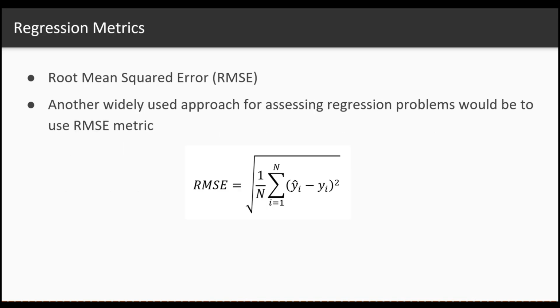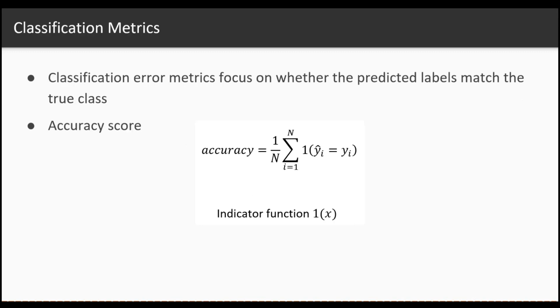Another very common one is the RMSE, which stands for root mean square error. It's the difference between the actual value and the prediction. You square that, sum them up, take the mean, and then take the square root of that final value. So that's the RMSE there.